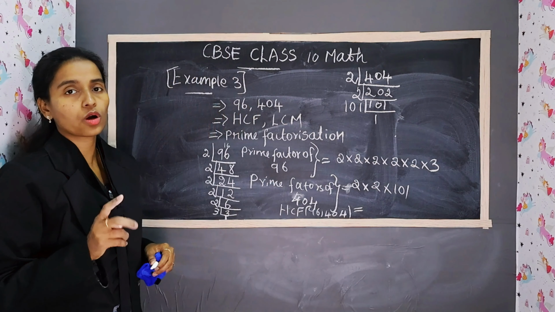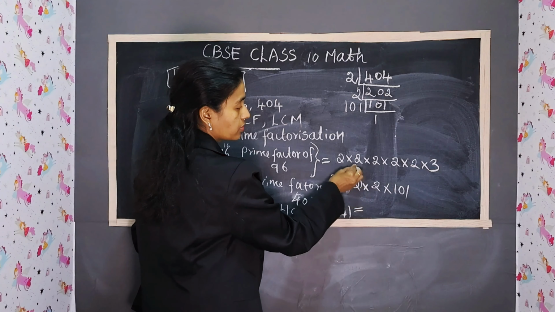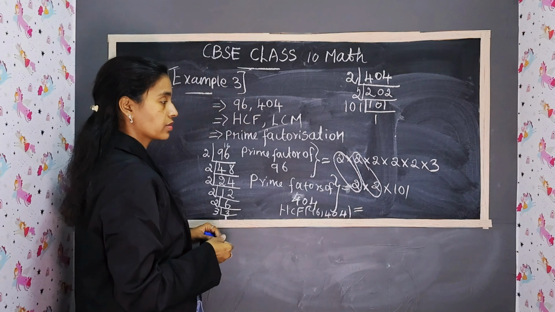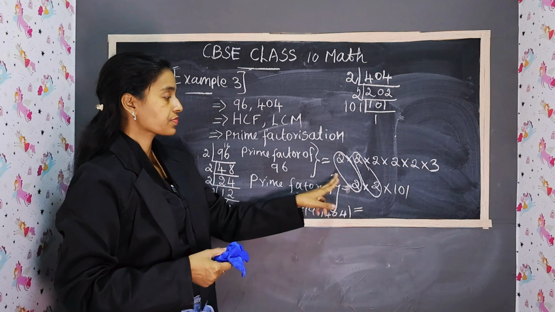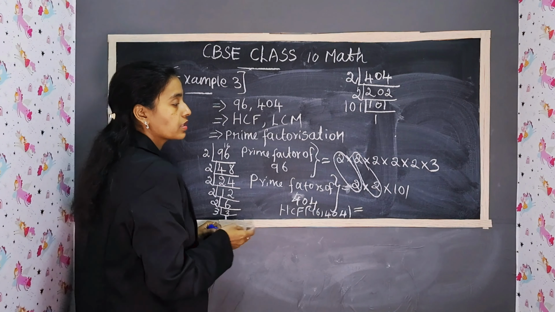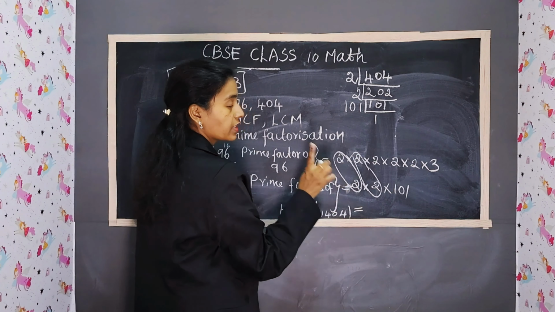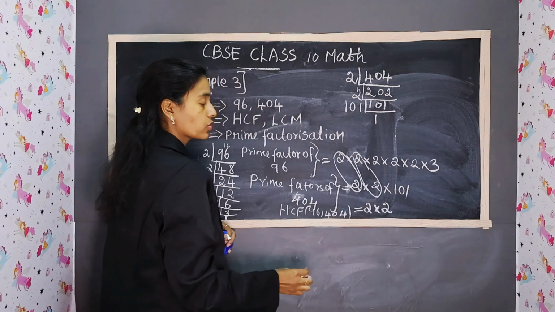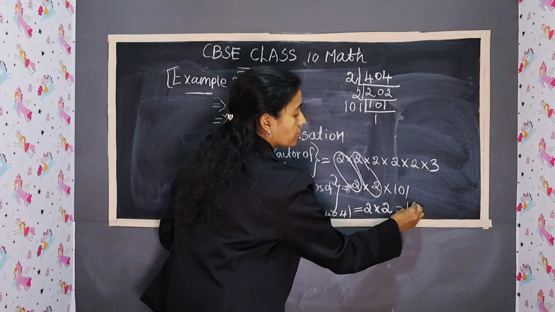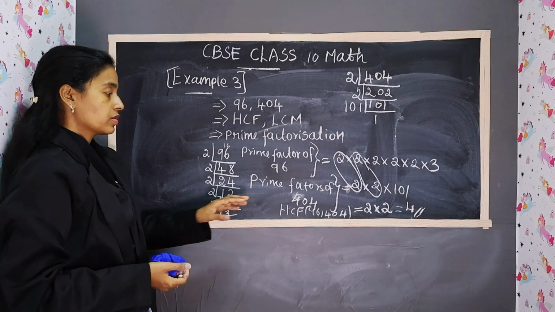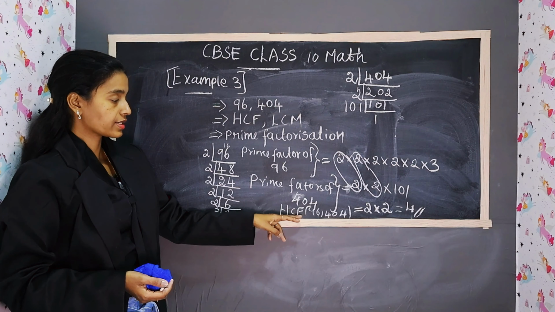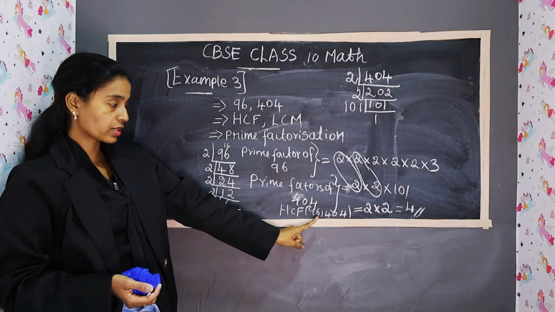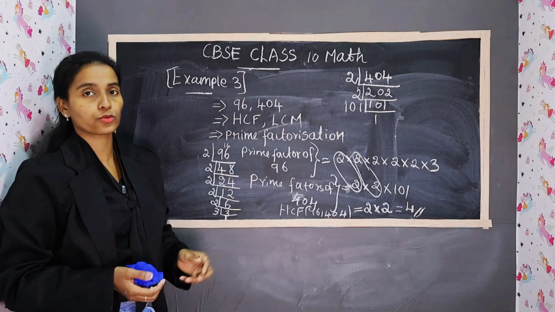HCF means highest common factor. What is the common factor here? 2, again 2. That's it, right? Here I can take only 1 2 from this pair of 2s, and here I can take only 1 2. So the answer is 4, right? So this is the HCF of 96 and 404. The HCF of 96 and 404 is 4, right?